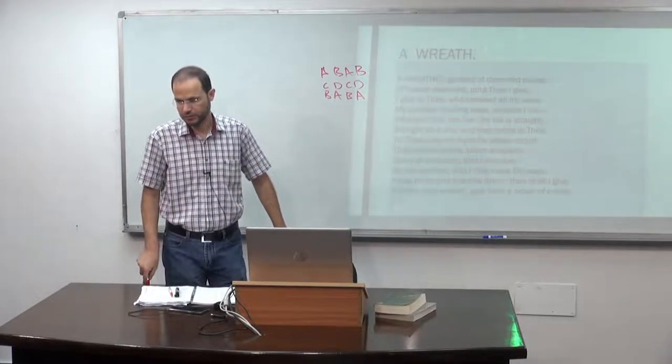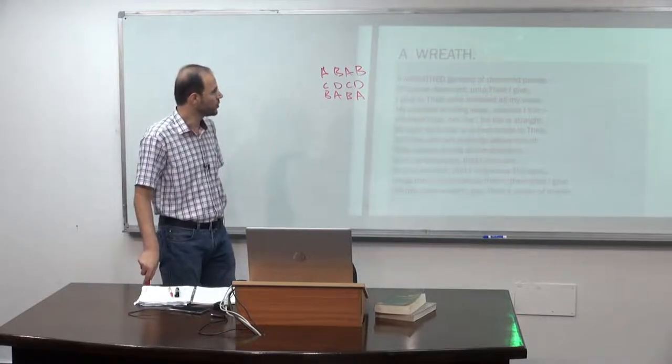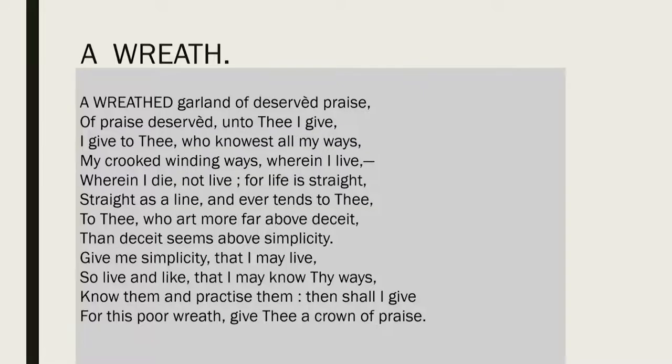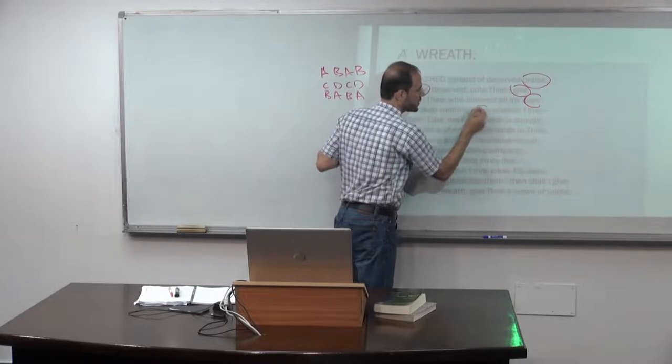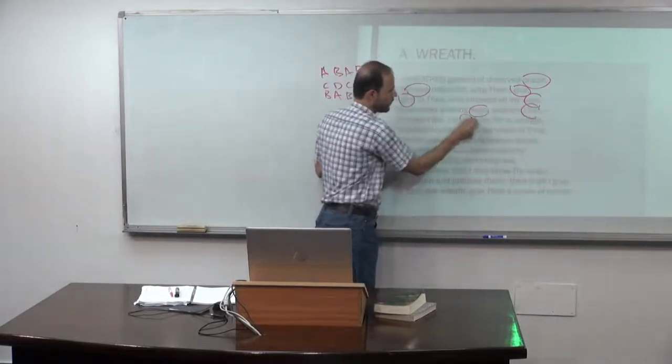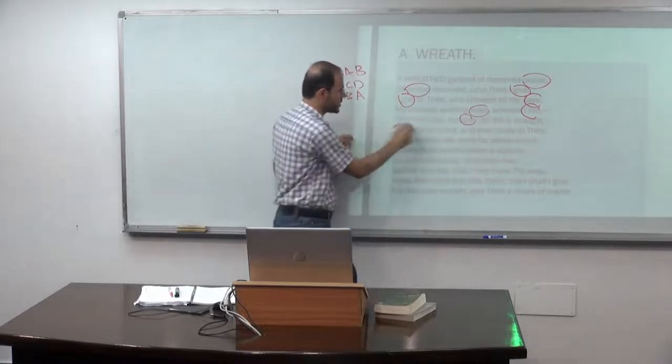That the last word in each line is repeated in the next one. What do you mean? Praise, and it's okay. So there is praise here, and then there's praise here, and then give. And give. What else? There is also ways here and ways here, right? Live and live. Straight and straight.